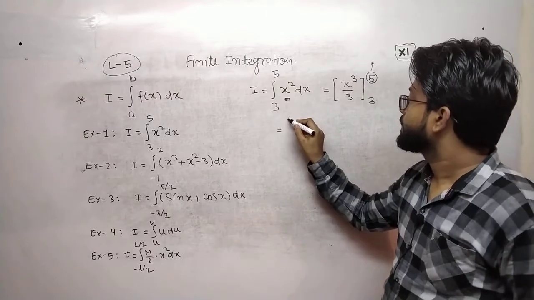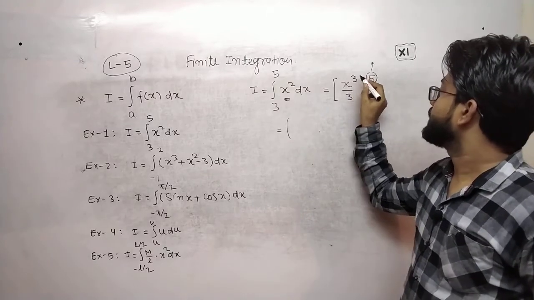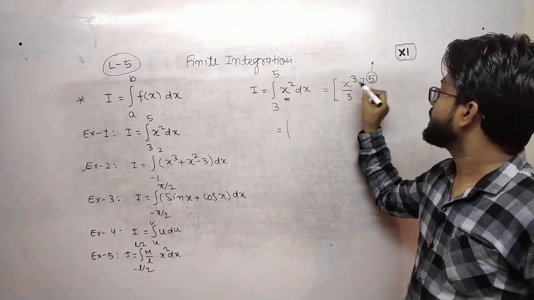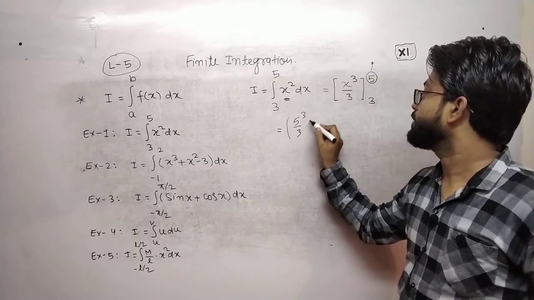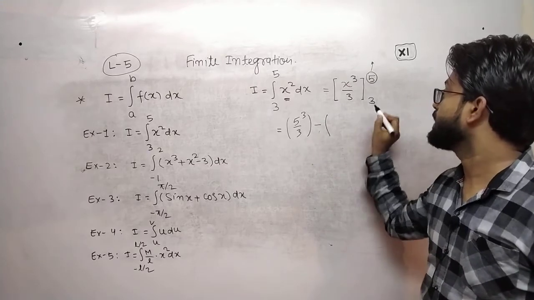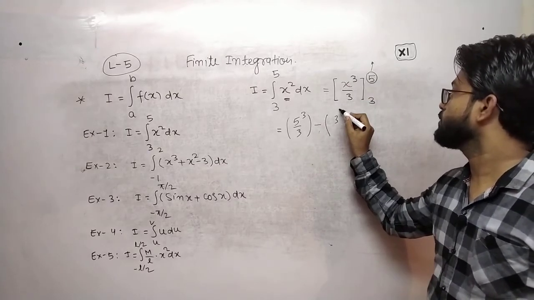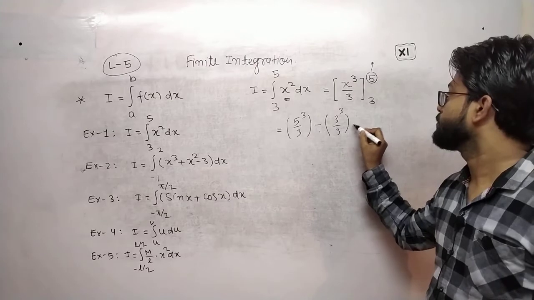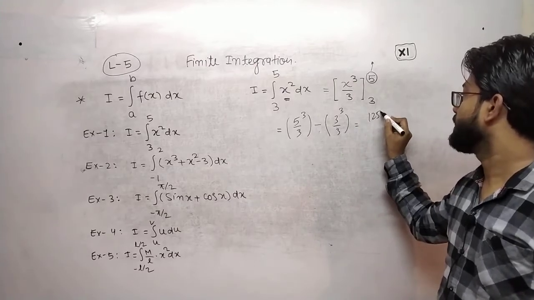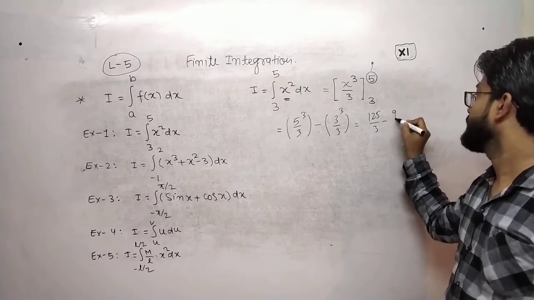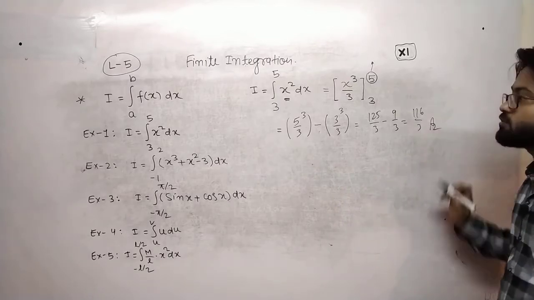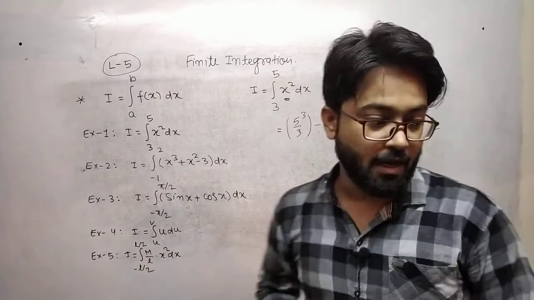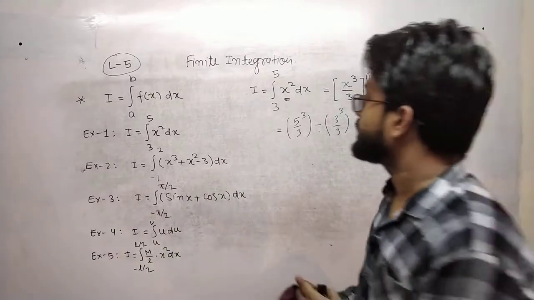Like x to the power 3 means in place of x you will write 5 to the power 3 upon 3, minus then the lower limit, that is 3 to the power 3 upon 3. It will become 125 upon 3 minus 9 upon 3, which means 116 upon 3. That is your final answer. Now next example.